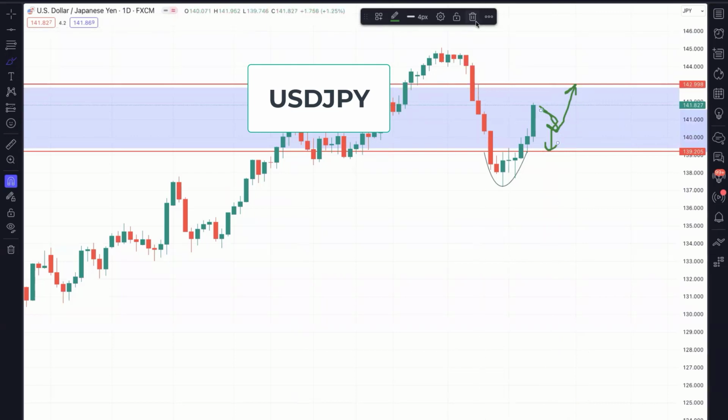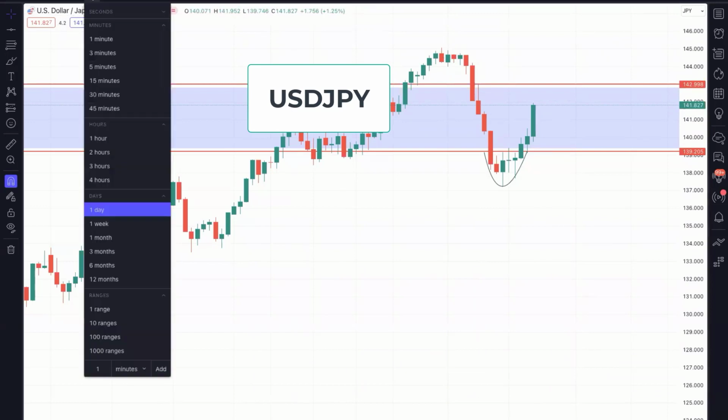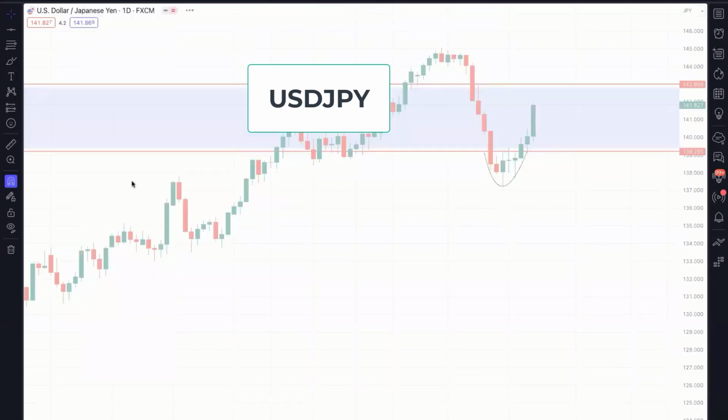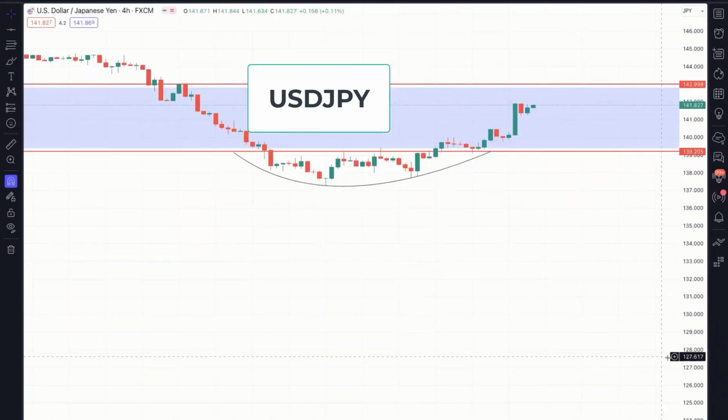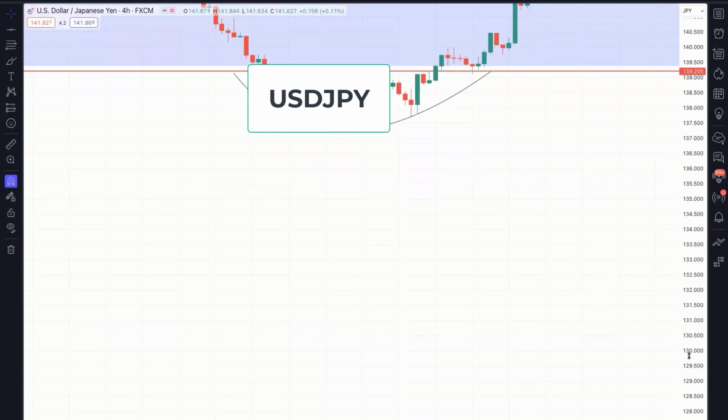So I would just say all in all, when you are trading USD JPY, you would need risk management so that you are safer. Okay, let's look at the 4 hours chart. Okay, good. It's more clear now.